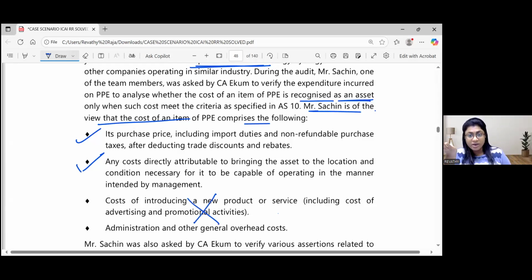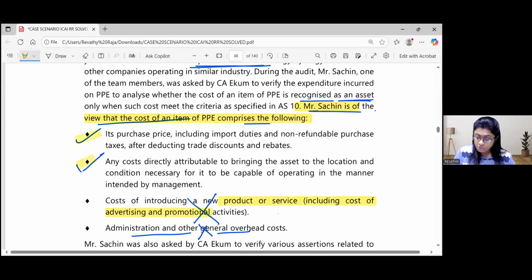Such as inaugural charges, advertisement, promotional costs, these won't come. Will it include general and administration overheads? That is not specific to PPE, so that won't be included. So Sachin said all will be included. No, the answer is that 1 and 2 will be included, whereas these two will not. So he is partly correct, partly not correct. This is pure application of your AS 10 PPE.